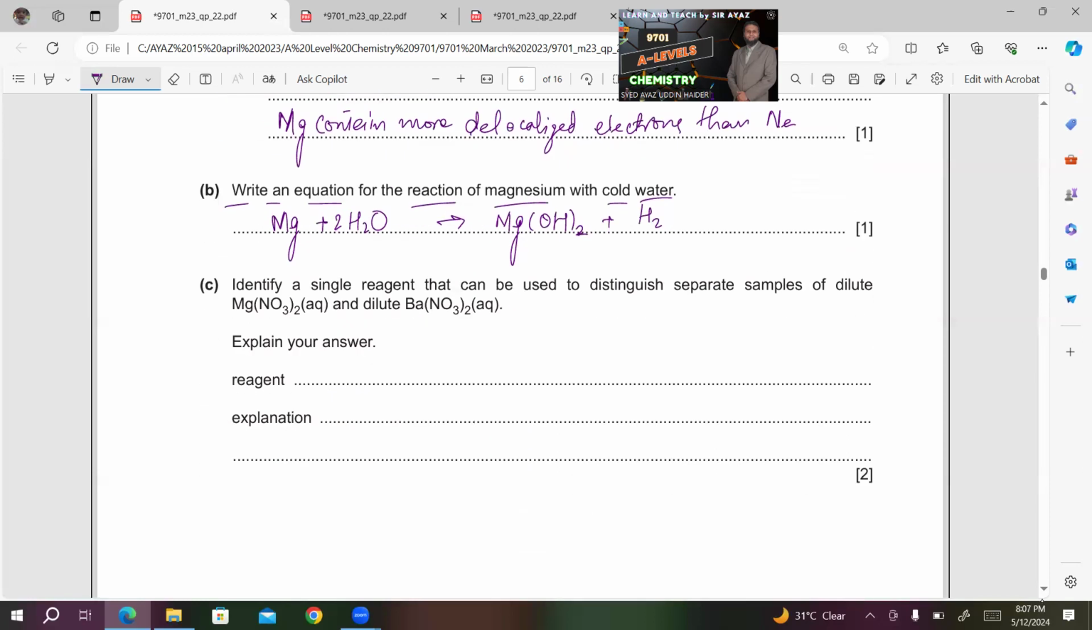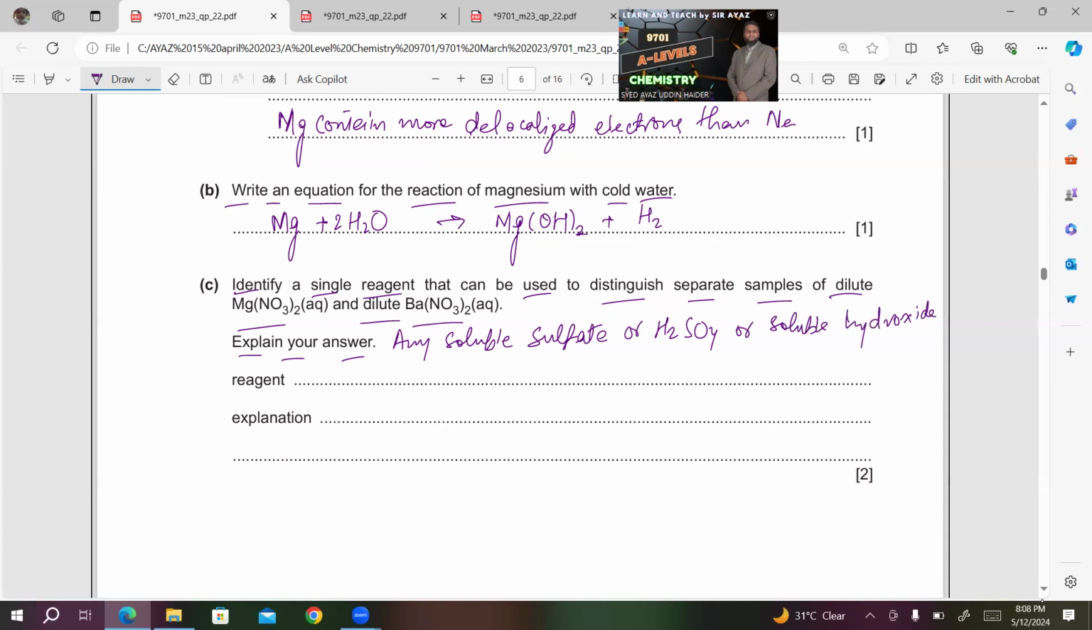Now it's balanced. C, identify a single reagent that can be used to distinguish separate samples of dilute Mg(NO3)2 aqueous and dilute Ba(NO3)2 aqueous. Explain your answer. So you can take any soluble sulfate or sulfuric acid or soluble hydroxide.